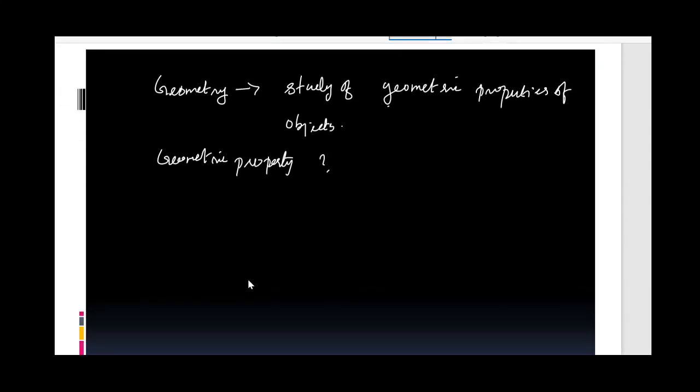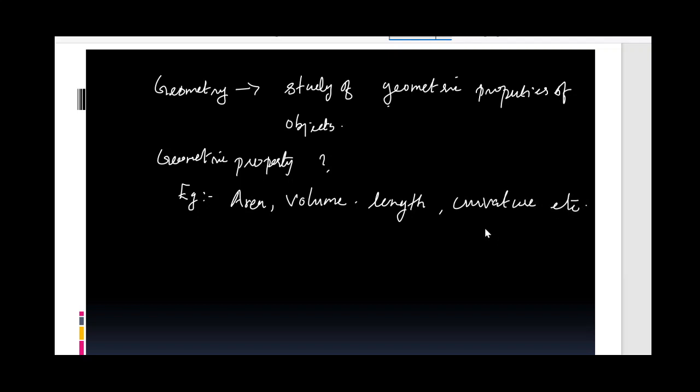Some of the examples are, can you list some of the examples? Yes, area, volume, length, curvature. Lots and lots are there, we have to list it out. Okay, I'm listing some of them. Now you can see that these properties are invariant under congruence.